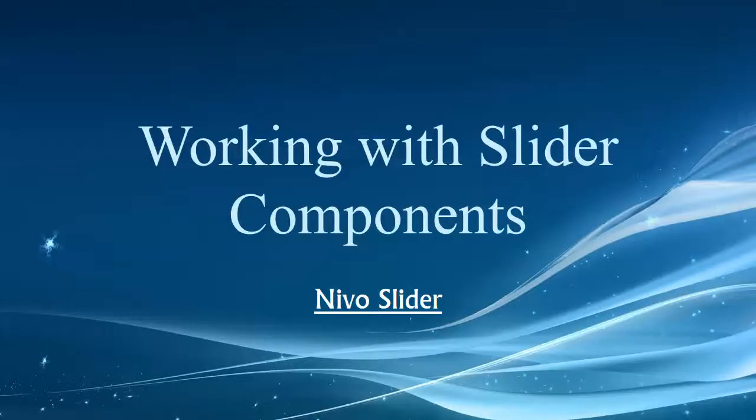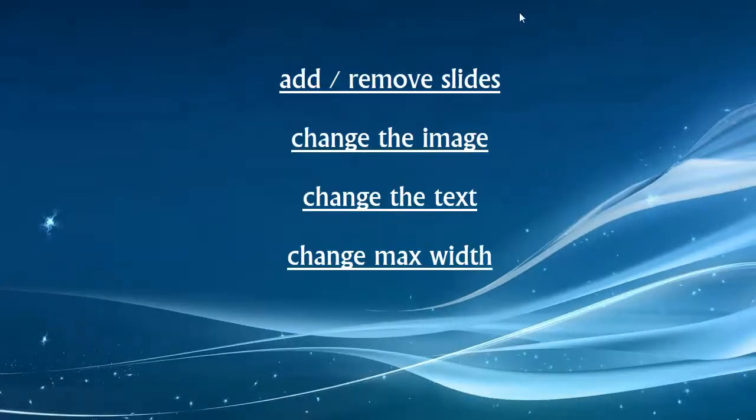We're going to talk about the Nivo Slider. Now, some of the things we can do with the Nivo Slider, we can add and remove slides, we can change the image, we can change the text caption, and we can actually change the maximum width as well. In this case, changing the maximum width will also allow for a bit of a taller picture. Let me show you a before and after example of what I'm referring to.